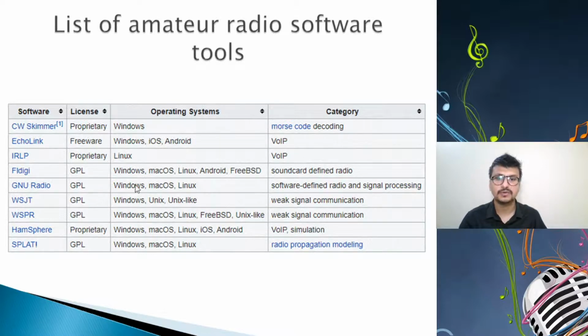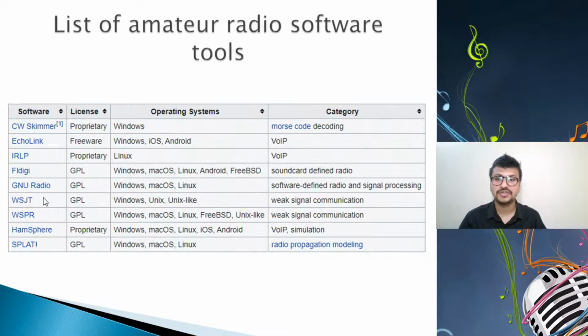The category is VoIP. Next, the software is Fldigi. License is GPL, and OS is Windows, Mac OS, Linux, Android, FreeBSD. Category is sound card defined radio. Next is GNU Radio. License is GPL. OS is Windows, Mac OS, Linux. Category is software defined radio and signal processing.